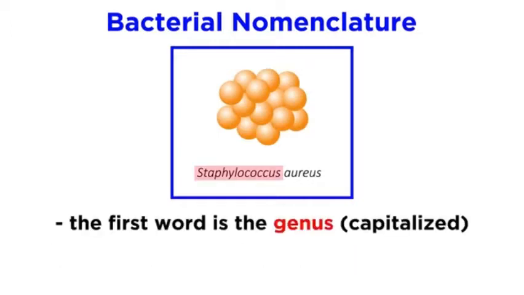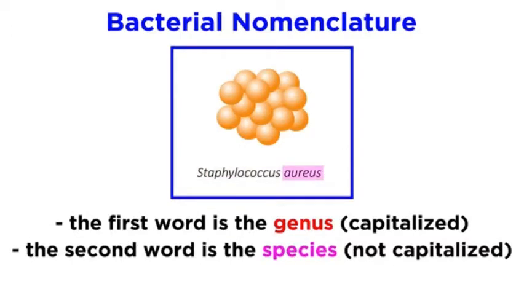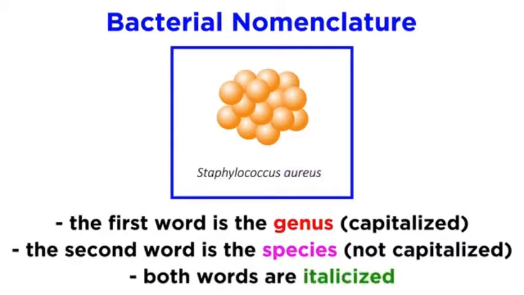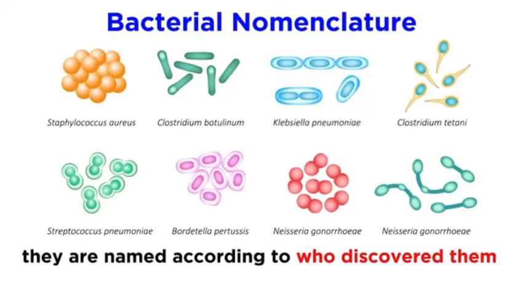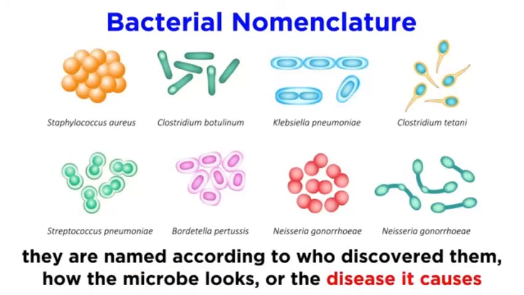The scientific name for any bacteria is always the name of the genus first, which is capitalized, followed by the species name, which begins with a lowercase letter. Both should be italicized. The names of the genus and species have a wide variety of origins. Sometimes they were named after the microbiologist that discovered them. In other cases, the name might be related to how the microbe looks or the disease it causes.